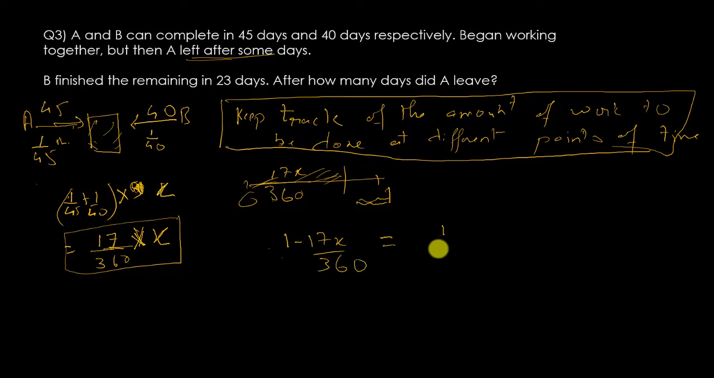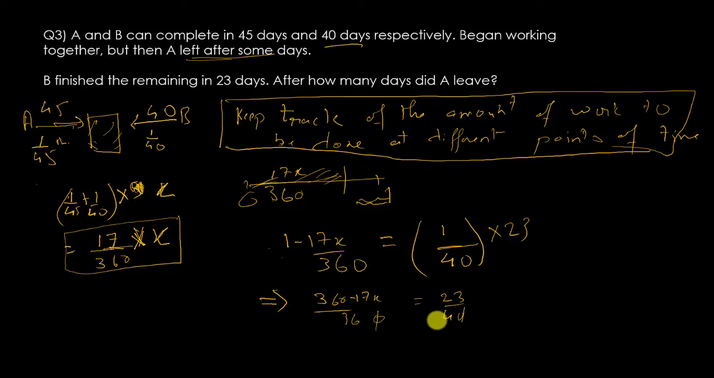And B finishes it working at his rate. What is his rate? 1 by 40. How many days did he work? He worked for 23 days, contributing 1 by 40 each day, and he is able to finish this amount of work. Now this makes it simple. 360 minus 17x divided by 360 equals 23 by 40. 0 cancels, 9 times, so 23 into 9. That way we have x equal to 9. So that is what we have got. And this was our question: how many days A and B both were working before A left suddenly. We had assumed X days, till X days A worked. So we have got the answer as A.